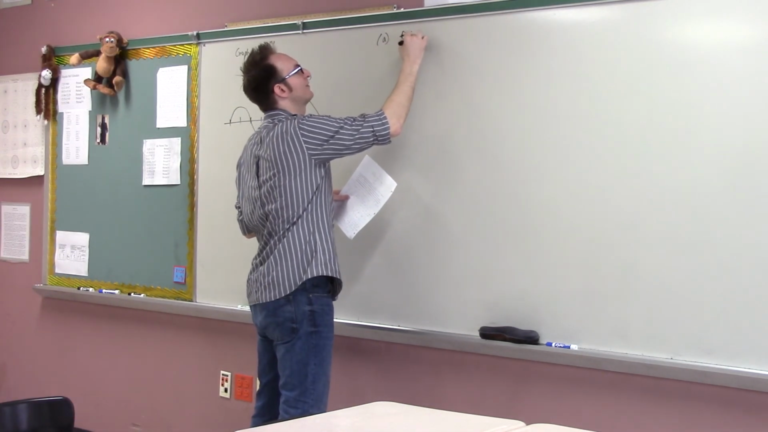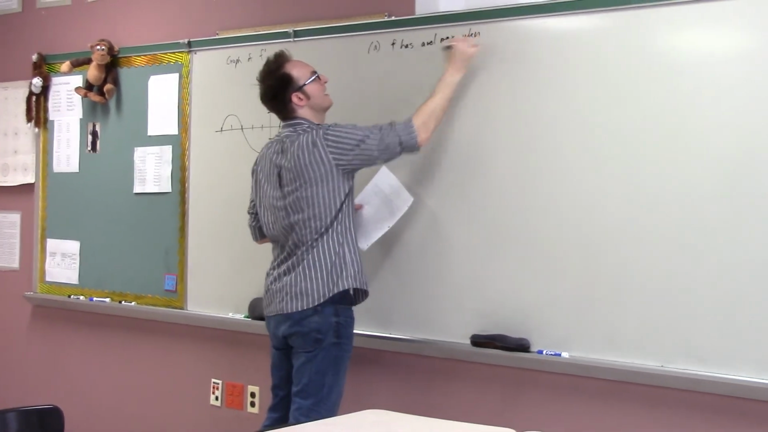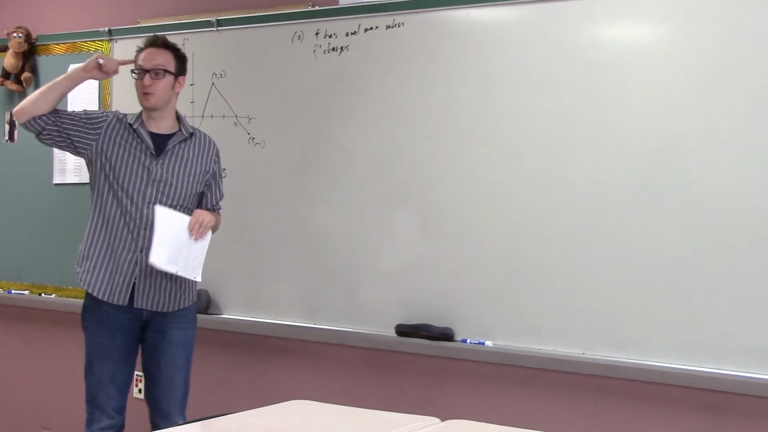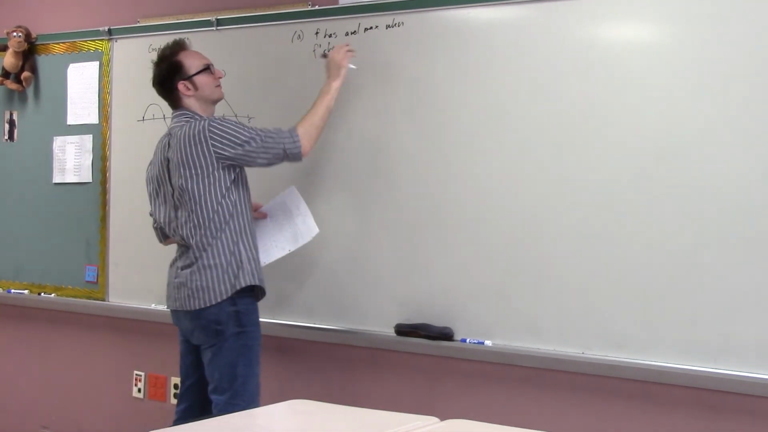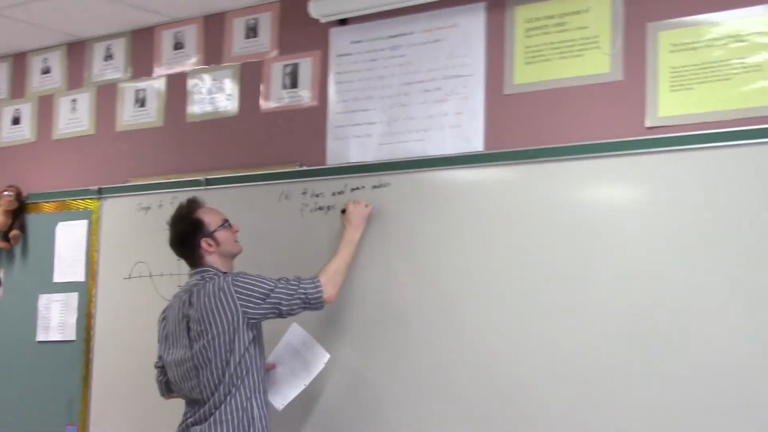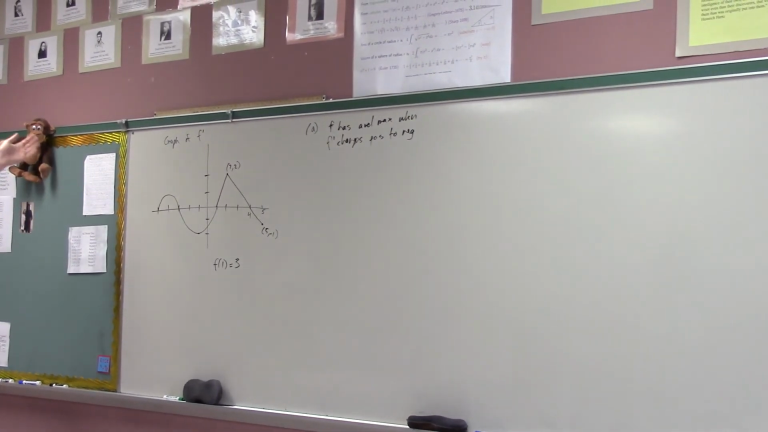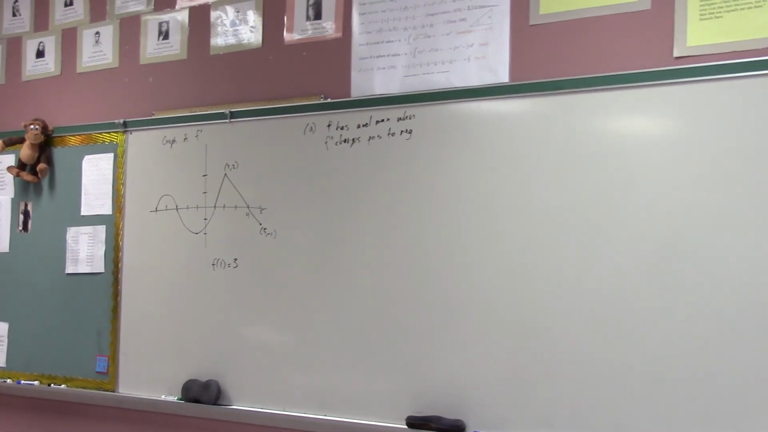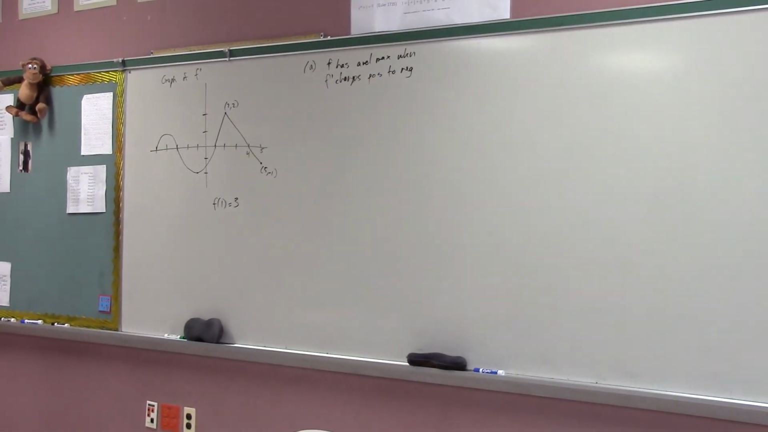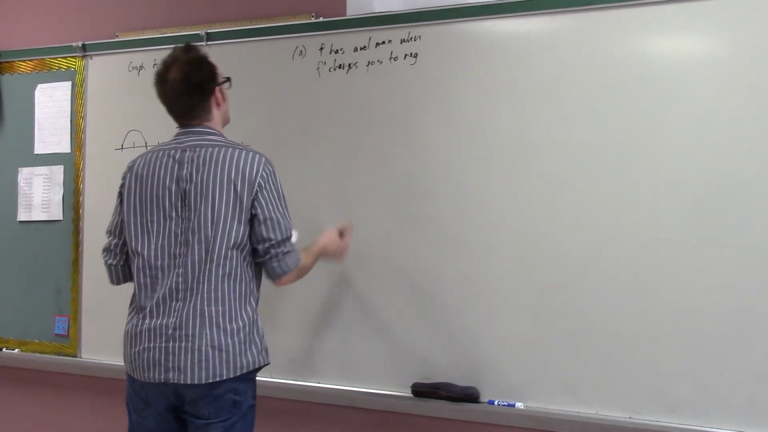I wouldn't write this down. I'm just writing this is what you should be thinking in your brain. F has a relative max when f prime changes from positive to negative. And since you're looking at the graph of f prime right there, you know, then where does this happen? X equals -3 and x equals 4. That's it. That's all you have to do.